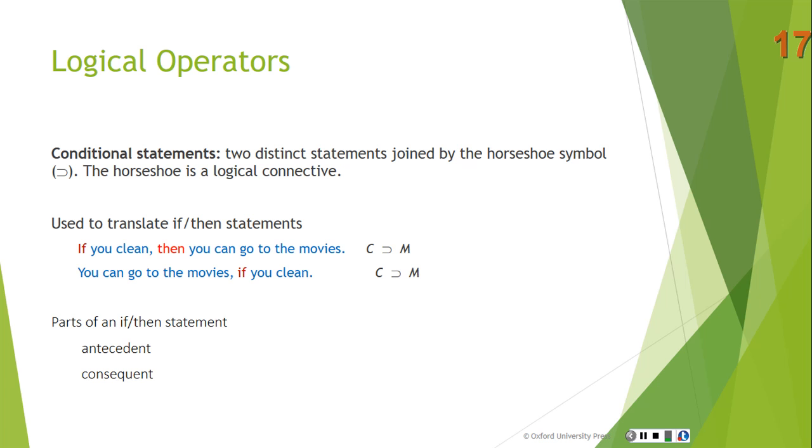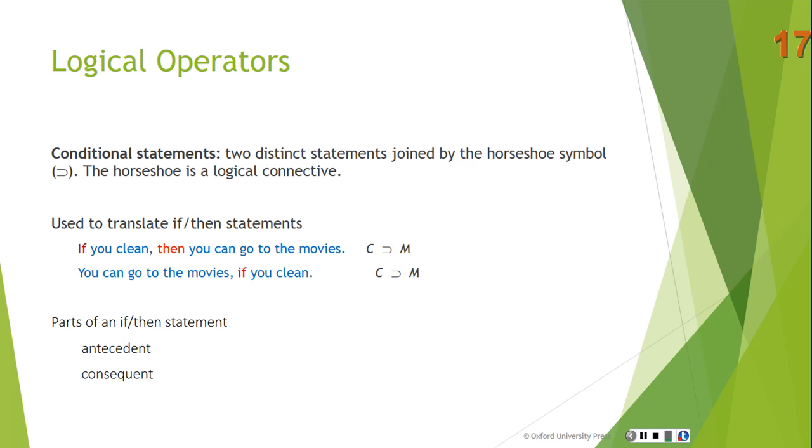So we can see that with the next example. "You can go to the movies if you clean." In this one, the "then" is implied. Okay, so we're going to translate it the same way. We're going to put "you clean" before the horseshoe, and we're going to put "you can go to the movies" after the horseshoe. Why? Because the phrase that follows the "if" goes before the horseshoe. The phrase that follows the "then," in this case it's implied, goes after the horseshoe.